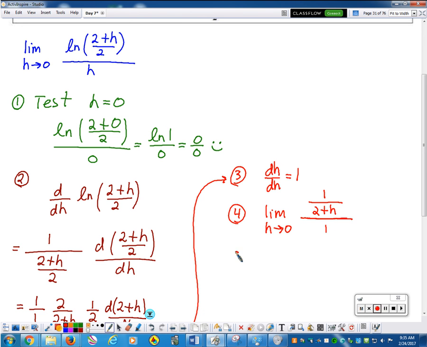Step 5 is to test again. h equals 0. So you end up with 1 divided by 2 plus 0. Final answer is 1/2. Questions? Please.